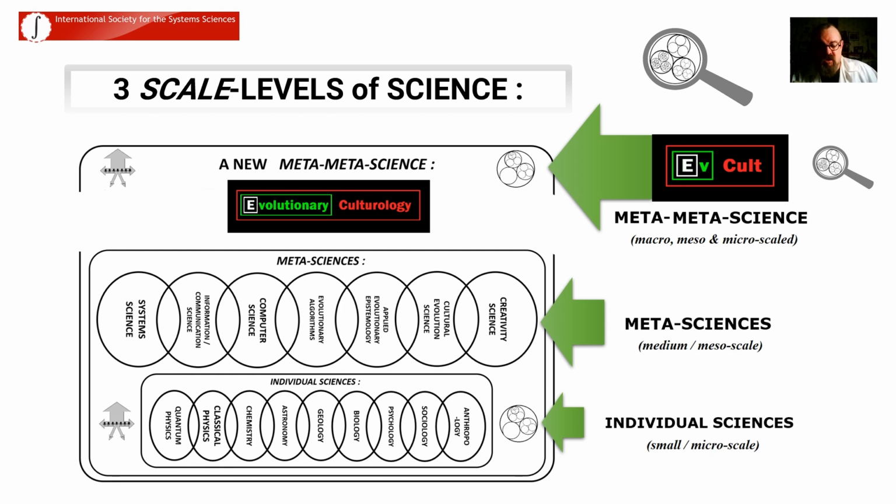So system science is in the middle row there on the left. That's a meta science. And the other meta sciences include computer science, information and communication science, creativity science, etc. And up top there, incorporating all of them, we have Ev Cult, because it reduces systems and units of culture to their simpler scientific structure, the fractal holon parton. Next.